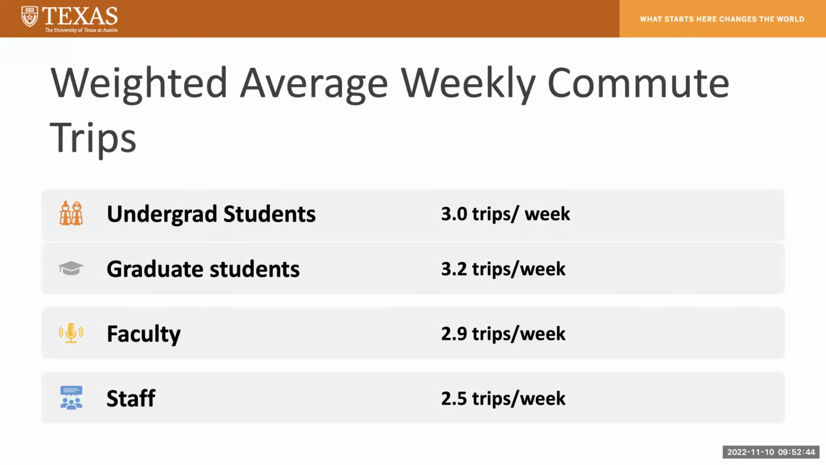So we did a little bit more detailed analysis of that, and it turns out that as of last spring, the typical undergraduate student was making about 3 trips to campus per week. Graduate students slightly more than 3, faculty a little bit less than 3, and staff only about 2.5 trips per week. So most people were not, in the spring, coming to campus every day.